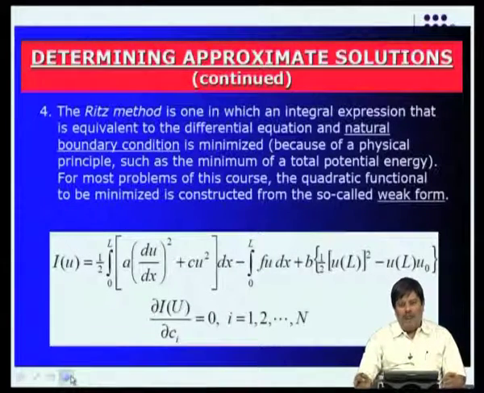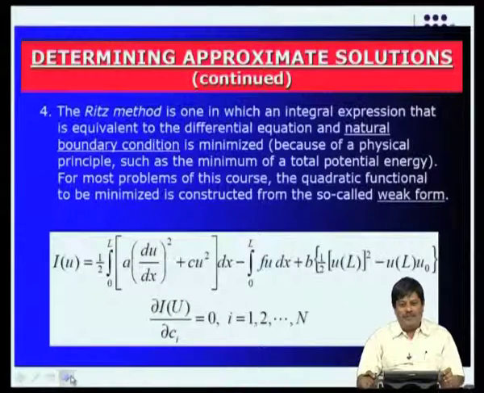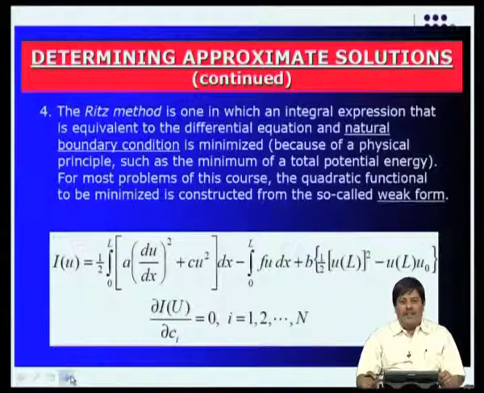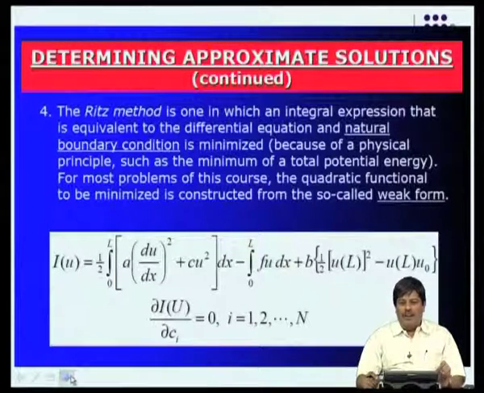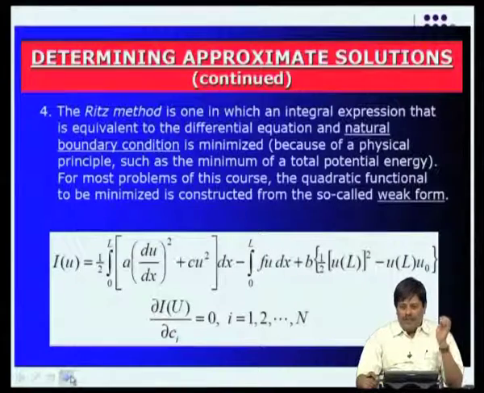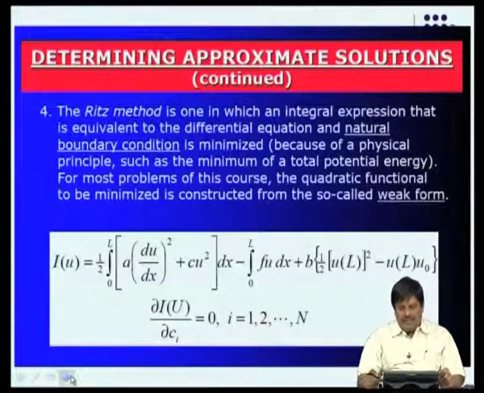So, we come back to how we actually approximate the solutions in the finite element. We use what is called the Ritz method. The Ritz method is the one in which an integral expression that is equivalent to a differential equation and natural boundary condition is minimized, because physical principles such as minimum total potential energy are the basis for this minimization. For most problems of this kind, the quadratic functional to be minimized is constructed from the so-called weak form of the solution. We will explain this a little later.